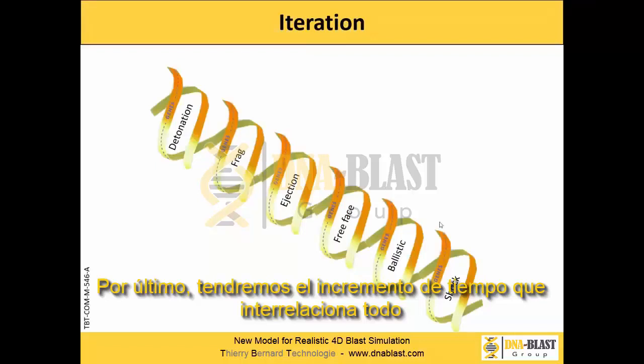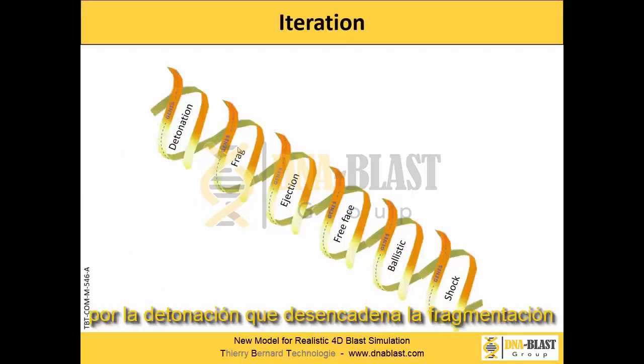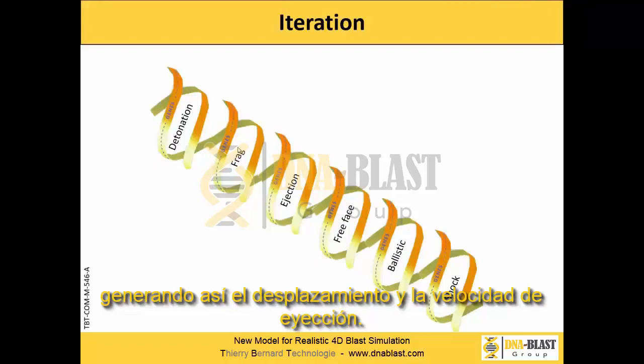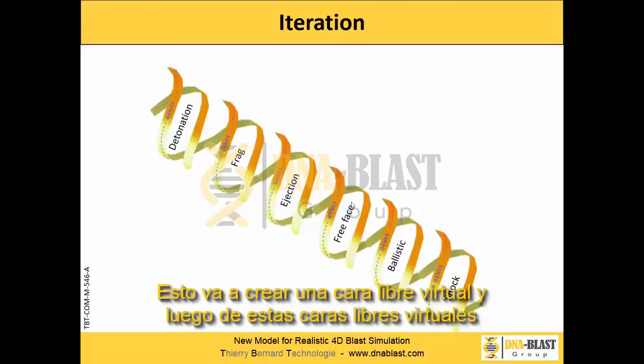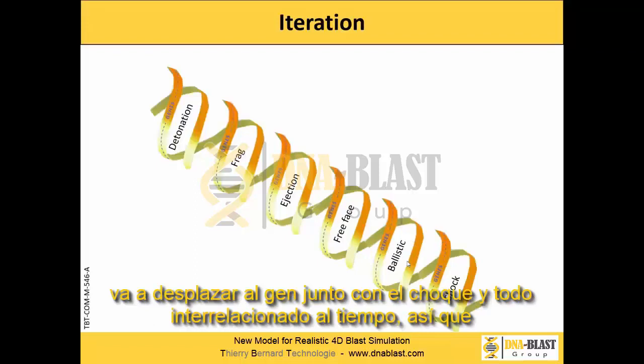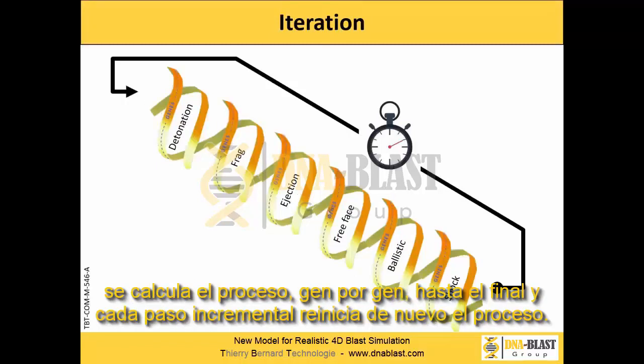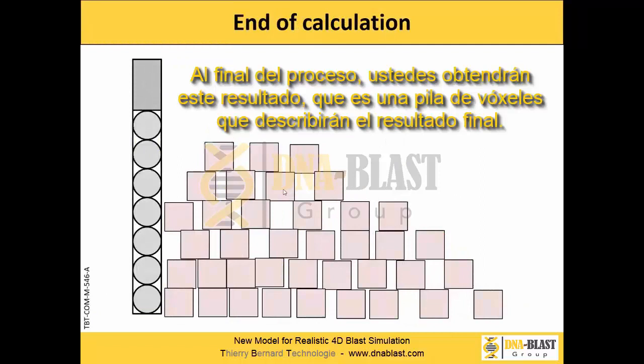Finally, we've got the time step that covers everything. And if we link all these genes together, starting from detonation that creates the fragmentation that is generating some movement and ejection speed that is creating a virtual free face. And then from this virtual free face, you get the ballistic that pushes the voxels out and they shock together. And everything is versus time. So you compute the process gene by gene up to the end, and each step increment you start the process again. At the end of the day, you will have this result. This is a pile of voxels that will describe the final result.